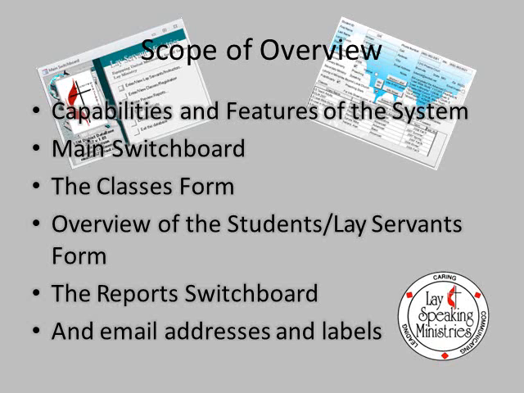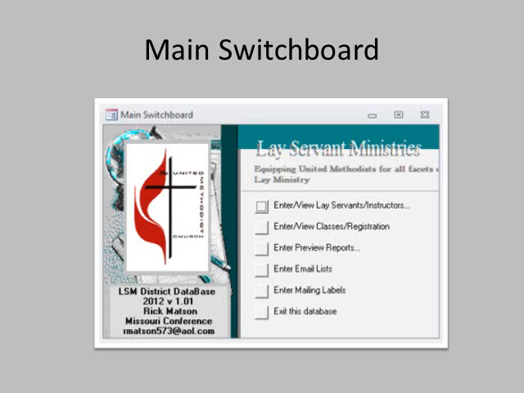This overview describes the capabilities and features of the system, including the main switchboard, the classes form, an overview of the student's lay servant form, which is the repository of all student information, the report switchboard, and email addresses and mailing labels. Getting right into it, the main switchboard is the primary entry point to the database.